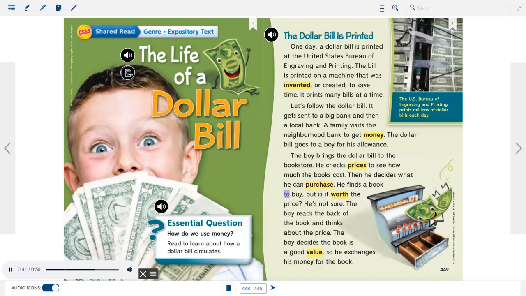He finds a book to buy, but is it worth the price? He's not sure. The boy reads the back of the book and thinks about the price. The boy decides the book is a good value, so he exchanges his money for the book. The U.S. Bureau of Engraving and Printing prints millions of dollar bills each day.